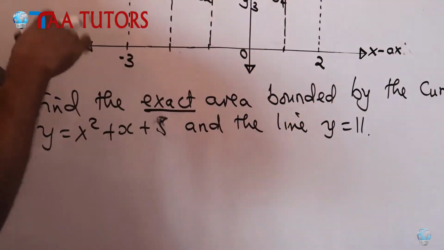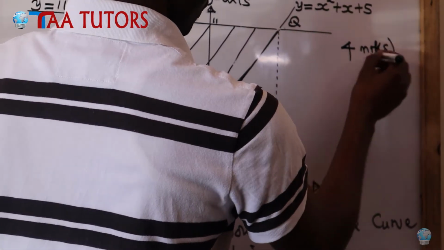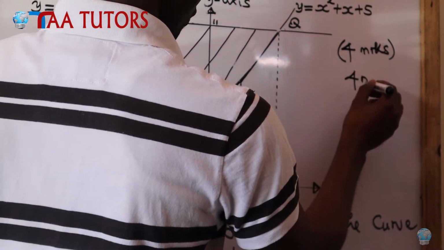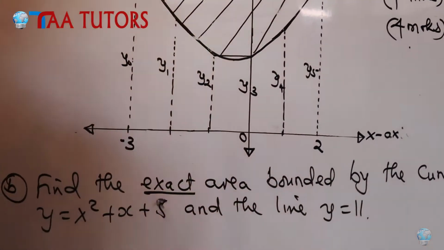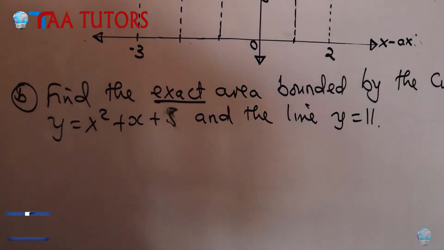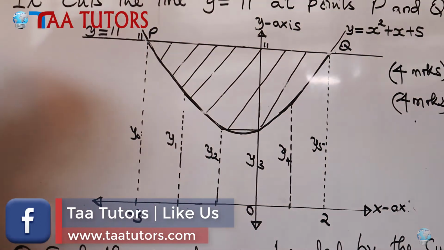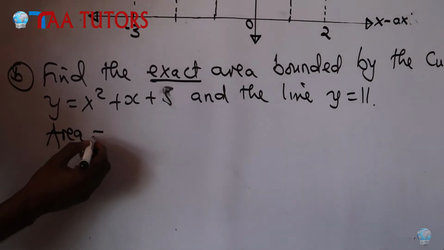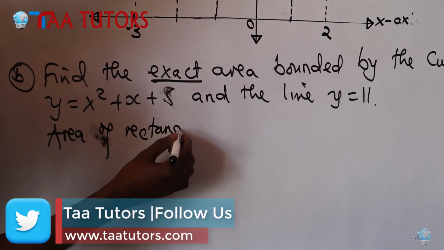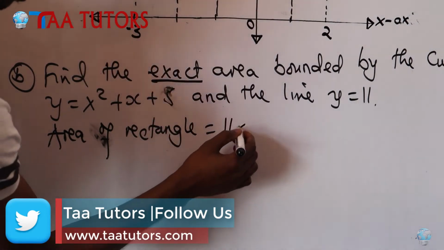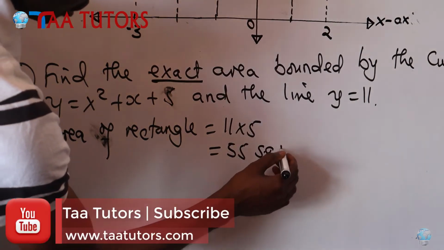I want you to believe that the first question could give you up to 4 marks. The second question here, we are also going to earn 4 marks, and then part C is going to give us 2 marks. So here we are getting the exact area, and first I'm going to follow the same thing I did by getting the area of the rectangle. The area of the rectangle is not estimated, it's going to be exact. We know it is equal to 11 times 5, because it is a rectangle, that is 55 square units.